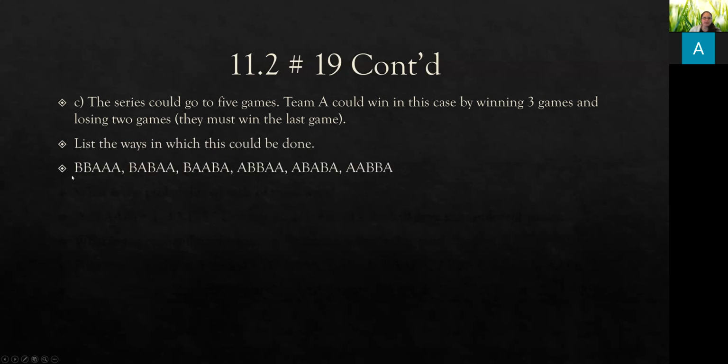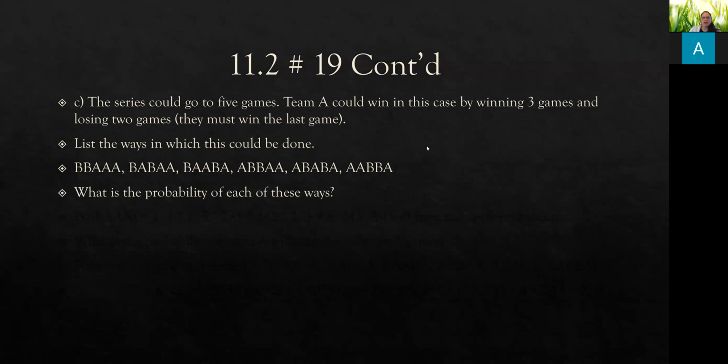So it could be 2 B's and then 3 A's, B-B-A-A-A, B-A-B-A-A, A-B-B-A-A, A-B-A-B-A, or A-A-B-B-A. We just need to make sure there's 3 A's and that the last one is an A.